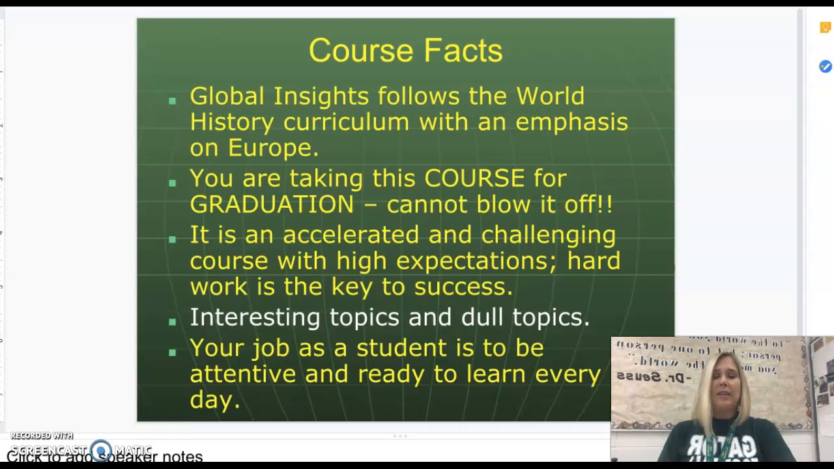It is at the accelerated level. Some of you are in enriched, some of you are in honors. All the expectations are equal for you. It is a challenging course. The expectations that I set for my students are very high, and it is going to require you to work hard and do your absolute best on every single day.